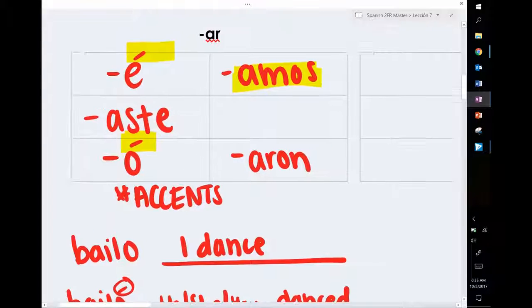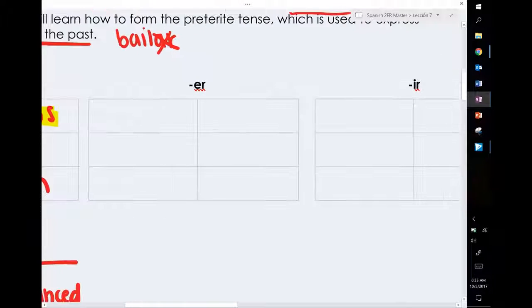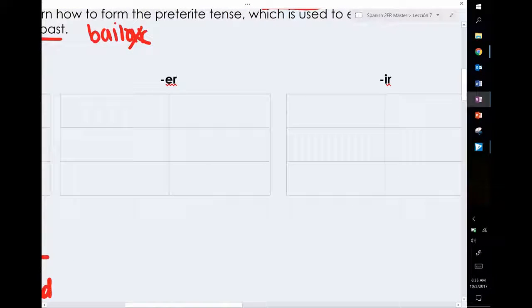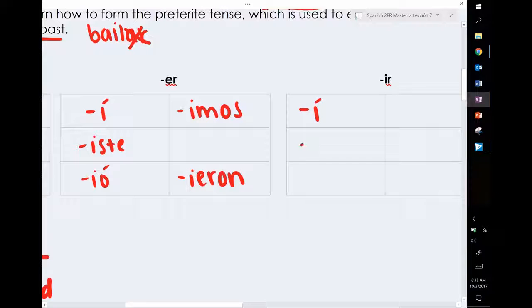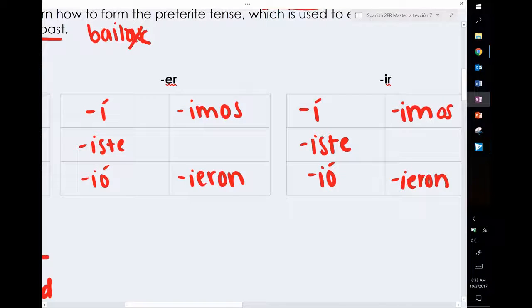The next set of endings we're going to talk about are regular ER and IR verbs in the preterite. These are actually kind of nice. ER and IR verbs use the same set of endings in the preterite. So they are: í, iste, ió, imos, ieron. Again: í, iste, ió, imos, ieron. And again, we're noticing that the yo form and the él/ella/usted form have an accent on them.